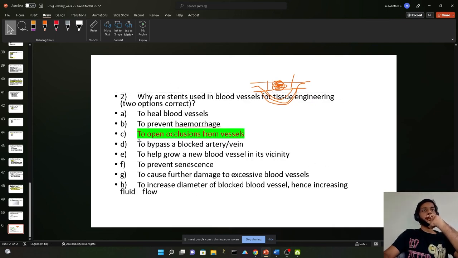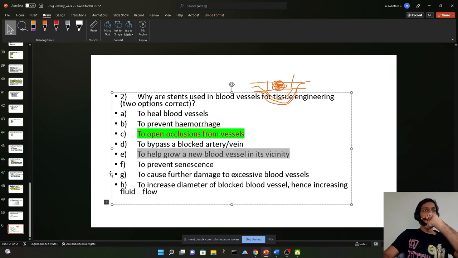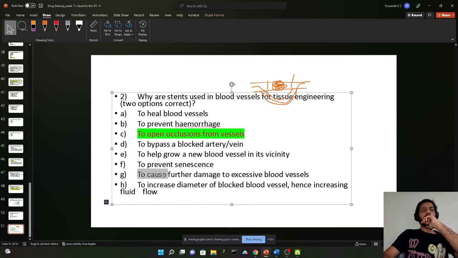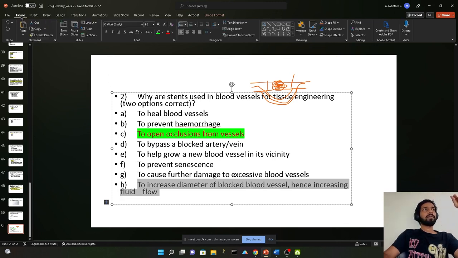Yeah, so to complete this, we are not bypassing, we are not helping a new blood vessel to grow, we are not preventing senescence, and we are definitely not looking to cause further damage to blood vessels. So let's look at the final option: to increase the diameter of the blocked vessel, hence increasing fluid flow. So option C and option H are the correct options.